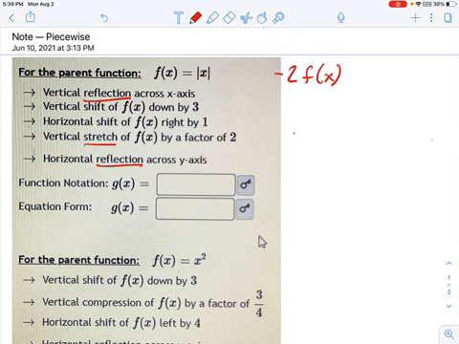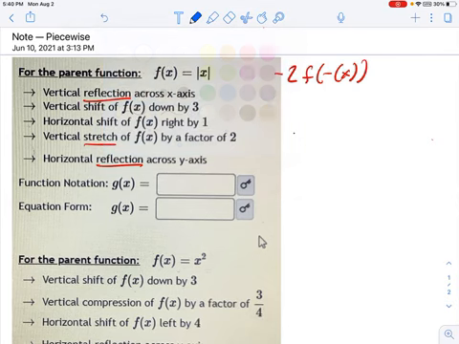And there's a horizontal reflection also. So what I'm going to do with a horizontal reflection is get rid of the x in the parentheses and replace it with a negative x. And if you're wondering why I put that negative sign outside of parentheses, that's to set myself up for the shifts that are coming up next.